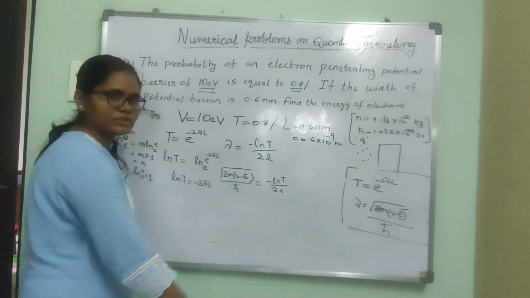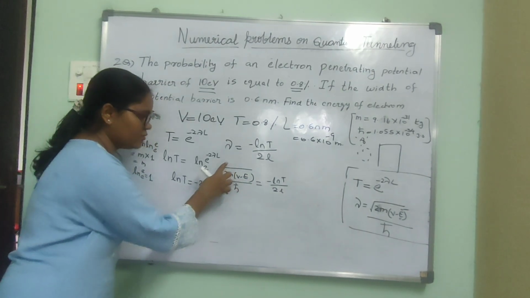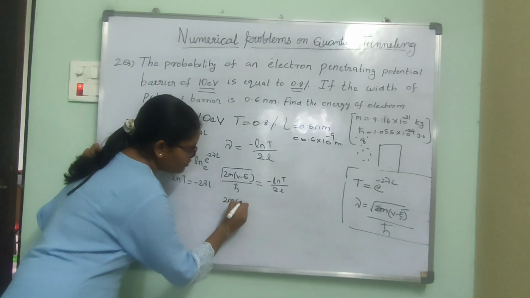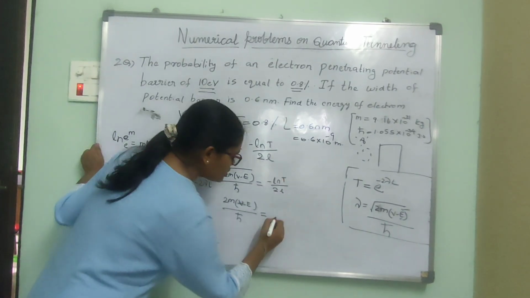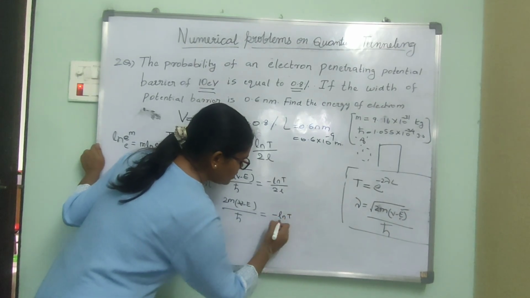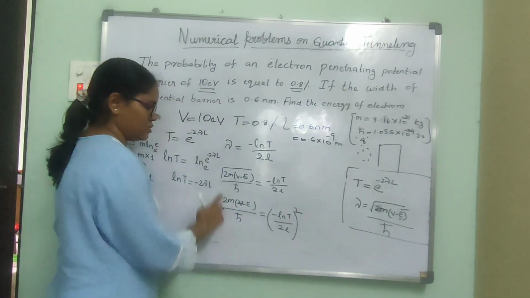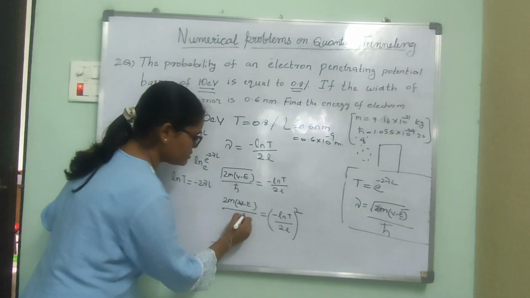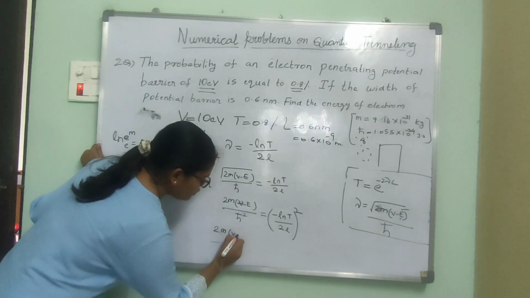E is under the root. Now I want to remove the root, so I'll square this equation on both sides. So this becomes 2m(V minus E) over ħ squared, which is equal to, on this side, minus ln T by 2L whole squared. Here we are squaring this entire term, so the ħ in the denominator becomes ħ squared. Now I have 2m into V minus E.